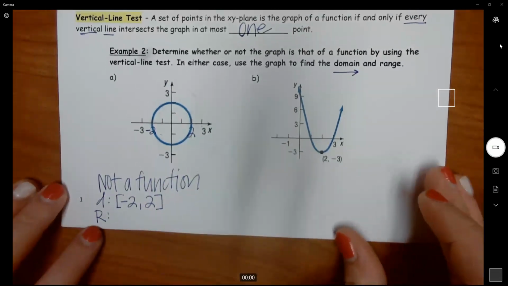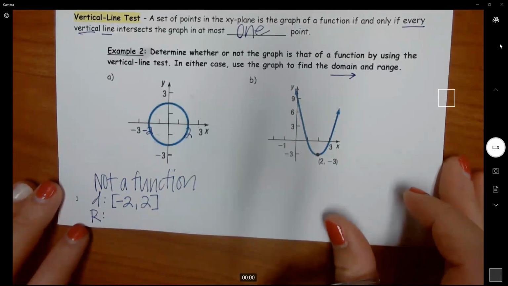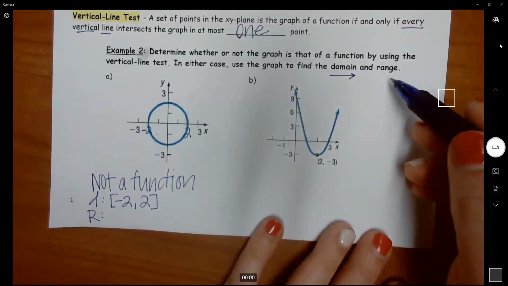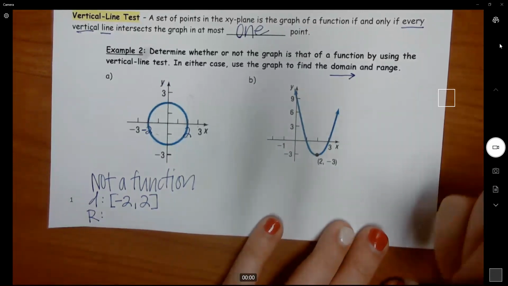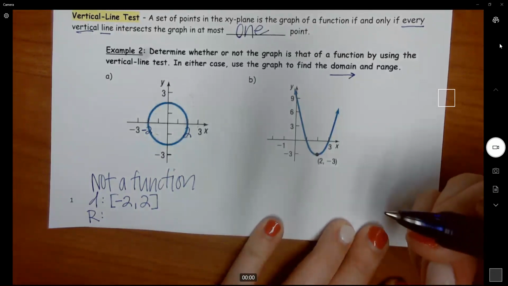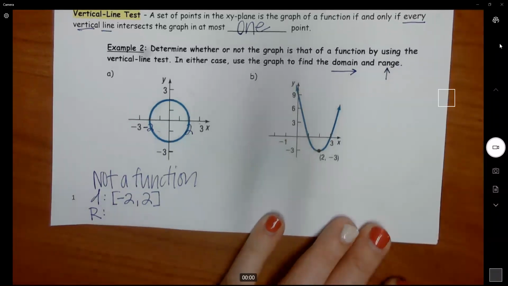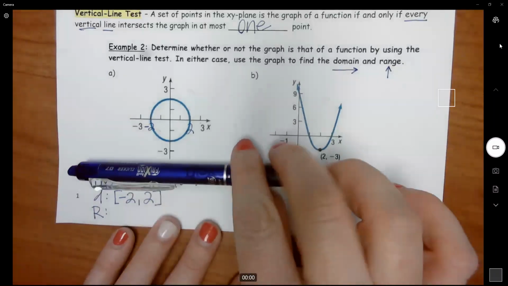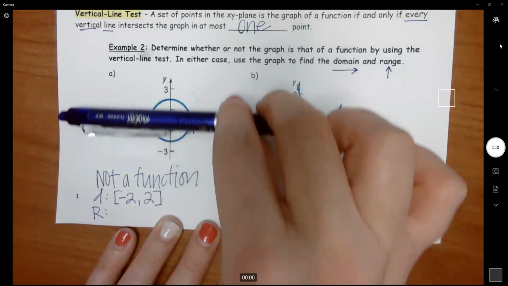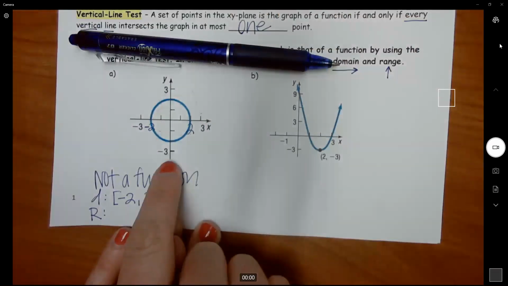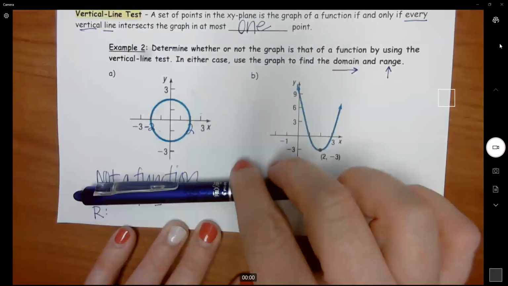Okay, so now let's do the range. The range has to do with the Y. When we do range, because I'm doing interval notation, because it's a graph, and I need this to be least to greatest, we're going to go bottom to top. So I'm going to take my pencil and go from the bottom up to the top, and that will assure that I get the least to the greatest.